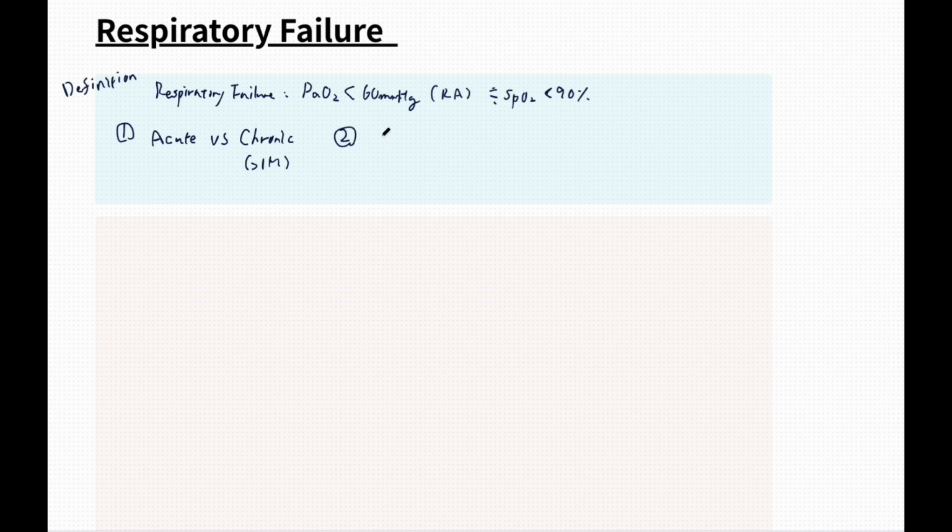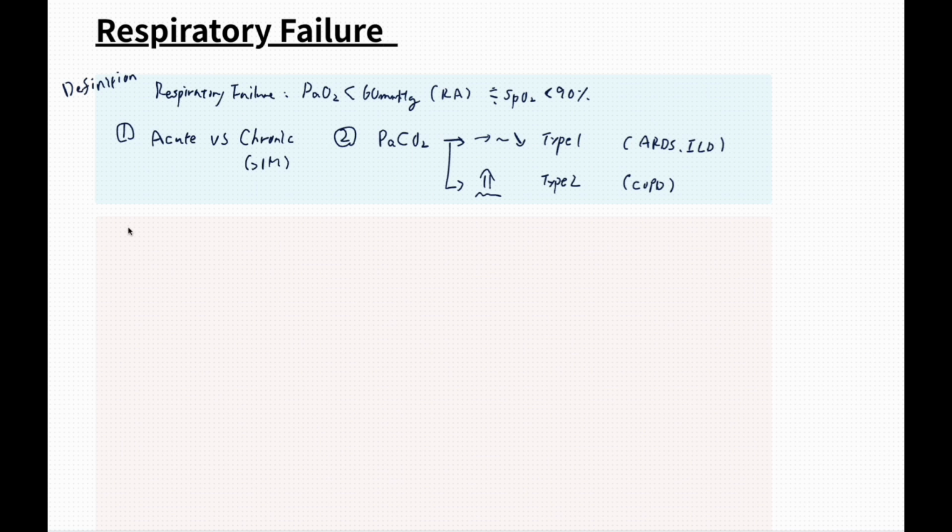The second axis is type 1 versus type 2 respiratory failure. Type 1 respiratory failure is hypoxia without CO2 retention. PaCO2 is normal or low. Type 2 respiratory failure is hypoxia with CO2 retention. PaCO2 is elevated. A classic example of type 2 respiratory failure is COPD. Common causes of type 1 include pneumonia, ARDS, and interstitial lung disease.